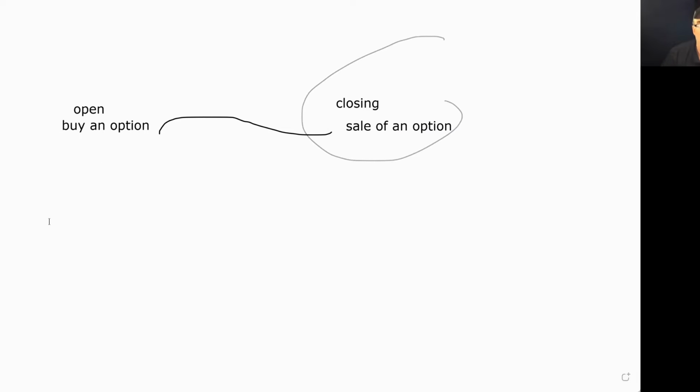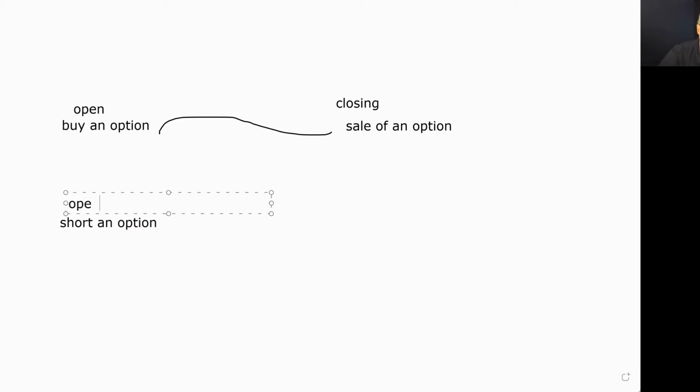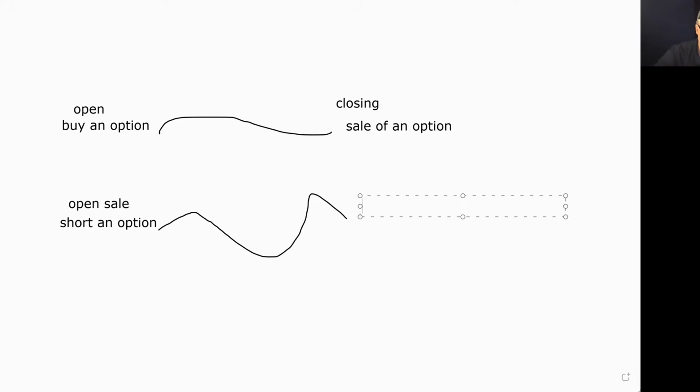Now, let's say you short a call for the first time, short an option. That's the first time, and that's called an opening sale, because you're creating an obligation. Then if you want to buy it back, that would be a closing purchase.